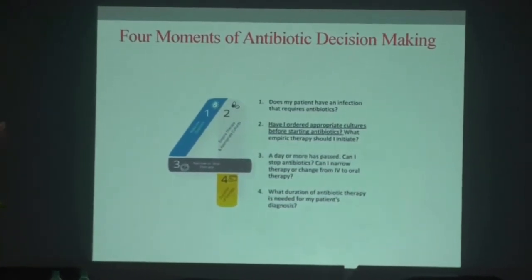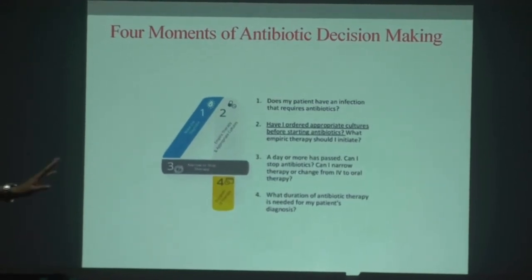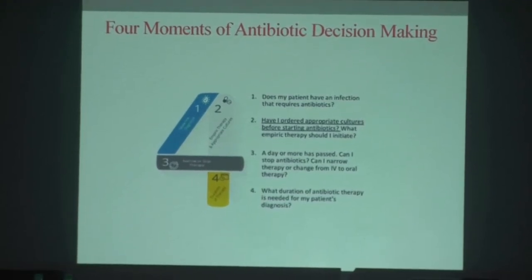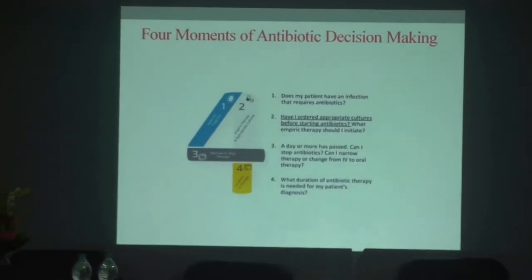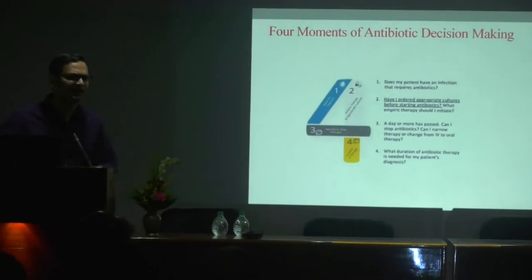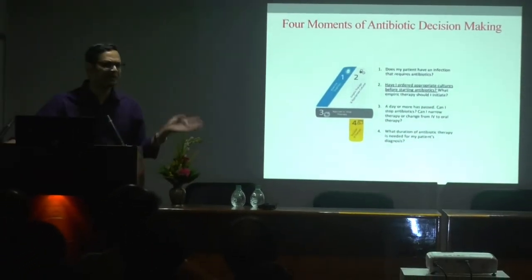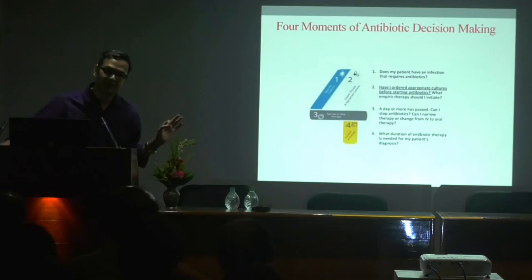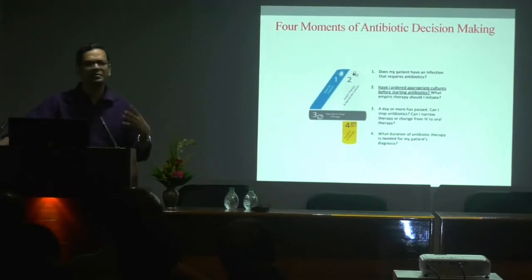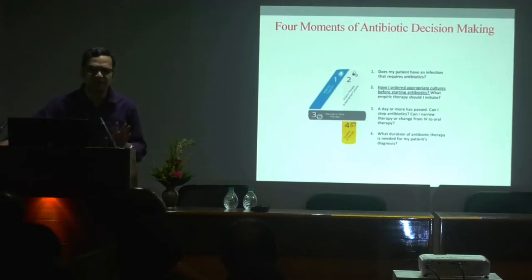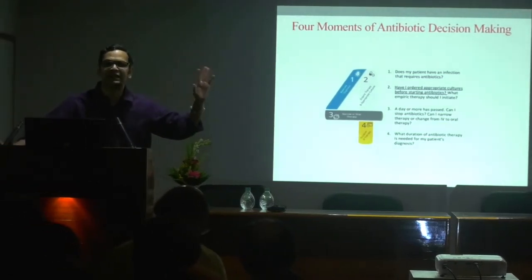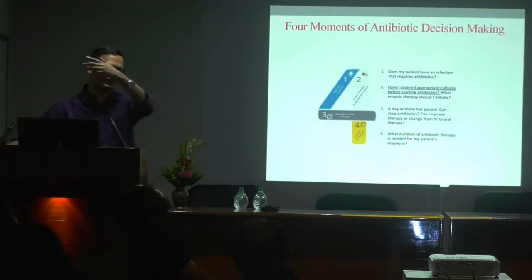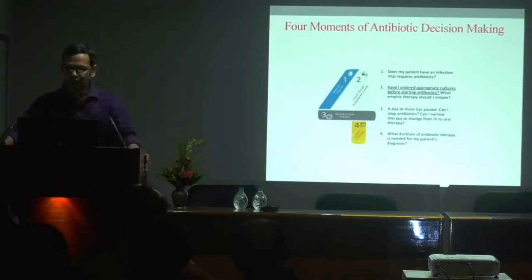For me, these are the four most key moments for antibiotic choice. First, you have to question, does my patient have infection? If my patient has infection, then what kind of infection is it? Whether it is a viral infection or a bacterial infection, is it gram positive, is it gram negative, you need to know that. Second, have I ordered the appropriate culture before starting antibiotics? Have I ordered blood culture, sputum culture, urine culture, whatever may be the source of the infection, whether I have ordered the proper culture before starting the antibiotic or not? And what should be our empirical therapy? Since you have heard an excellent talk on empirics, I will not get into details.